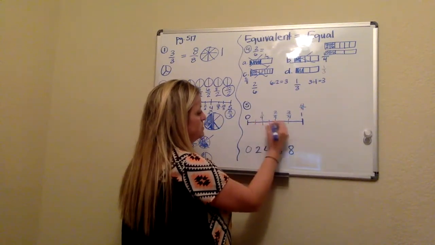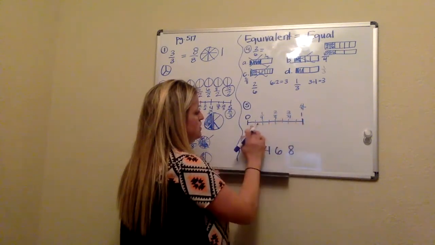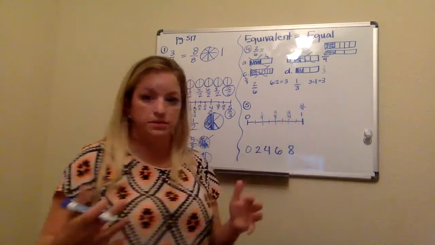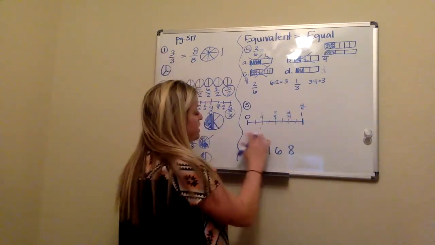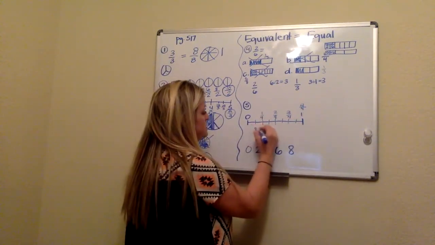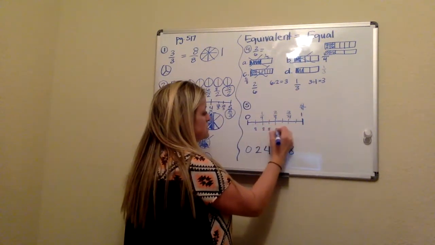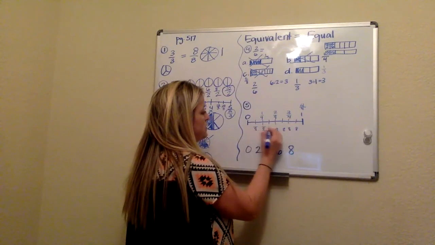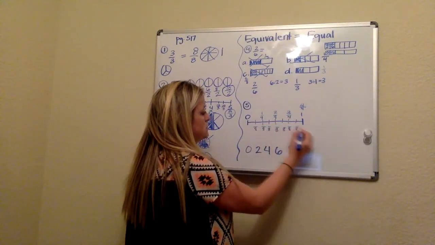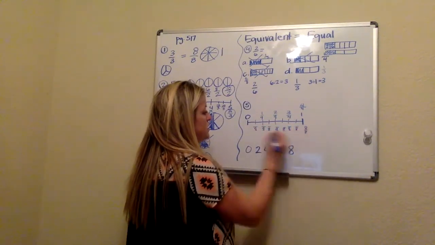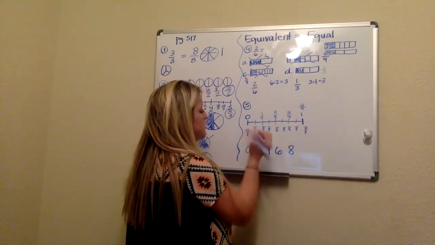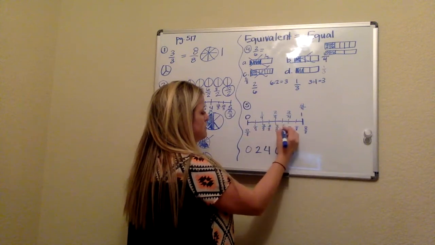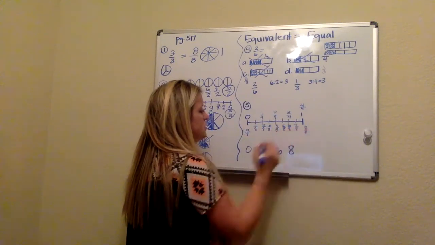So 1, 2, 3, 4, 5, 6, 7, 8. Now I have 8 pieces and I'm going to write my denominator, which for all of these is going to be 8. And then I'm going to jump on the number line. So it would be 8 eighths. This one would be 0 eighths. 1, 2, 3, 4, 5, 6, 7, and 8.